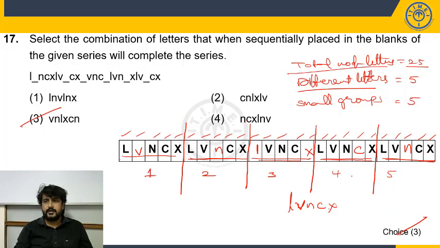Identify the total number of letters, identify the number of different letters, and divide them into smaller groups. Then substitute the choices, and you will find the trend.